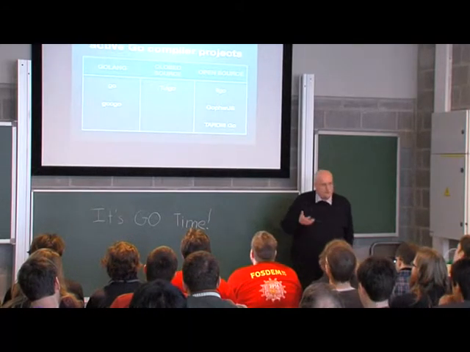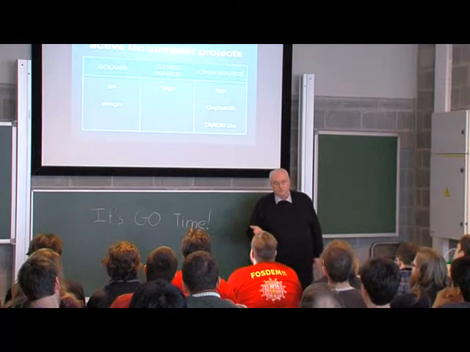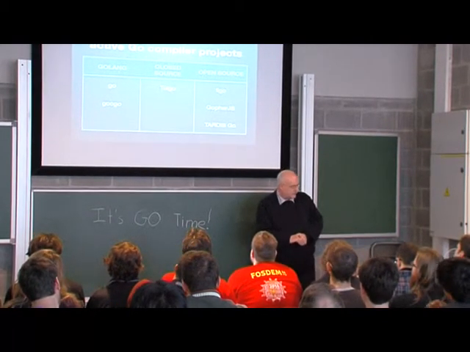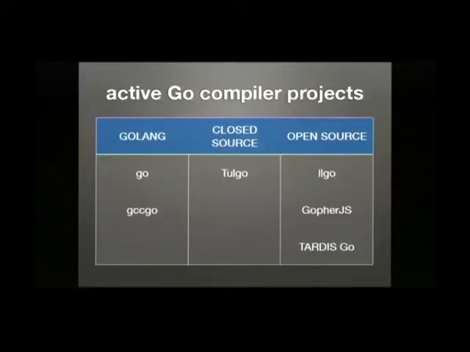So the compiler projects that are out there now, clearly there are the two from the Go team themselves. There's a closed source compiler called toolgo that's being built, which I'll give you a link to shortly. And then there are the three open source compilers that are coming on: LLGo, Go4JS, and my own TARDIS Go.